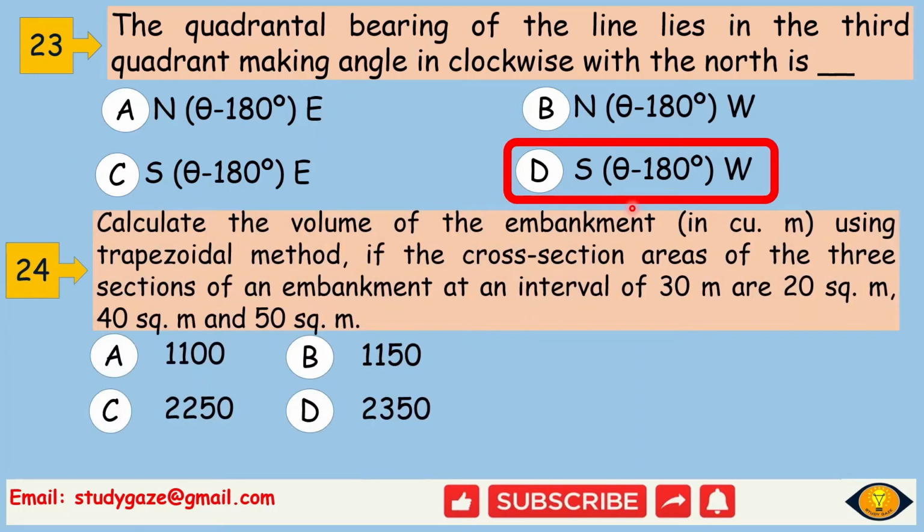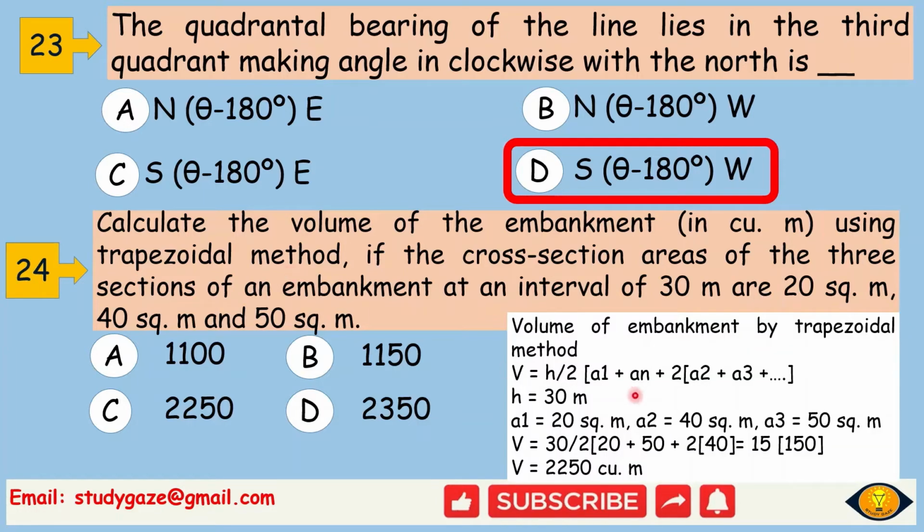Calculate the volume of the embankment in cubic meter using trapezoidal method if the cross-section areas of the three sections of an embankment at an interval of 30 meter are 20 square meter, 40 square meter and 50 square meter. It is the same as the previous question, but they have asked about a different method, trapezoidal method. So what is the trapezoidal method formula to determine the volume? Volume equal to h by 2, a1 plus an, means first area and last area, plus 2 into a2, a3, like that.